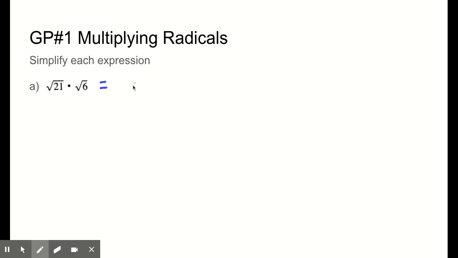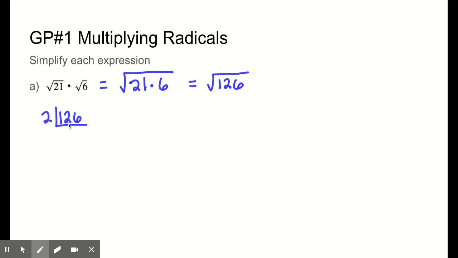So because they are both square roots, we can put them under the same radical. So we have 21 times 6, and that is going to give us the square root of 126. All right, so once we put them under the same radical, we want to then simplify. So we're going to take 126 and simplify it by using the cake method.